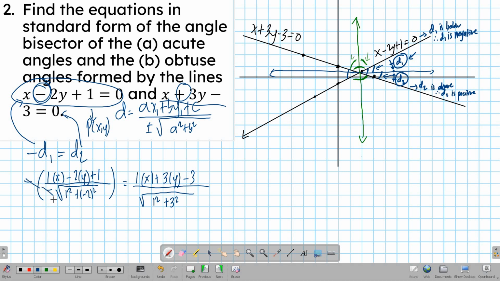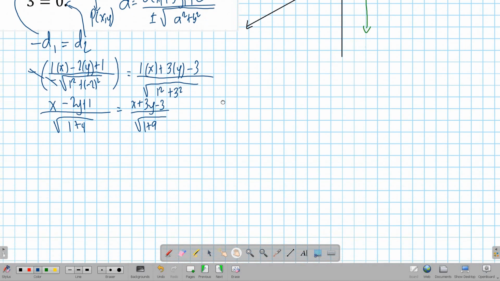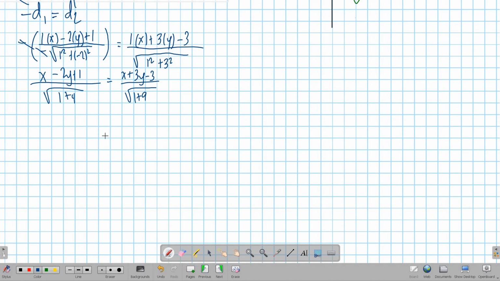This gets cancelled, so we're going to have 1 times x, that's x, minus 2y plus 1 all over the square root of 1 plus 4. That's negative 2 squared, is equal to x plus 3y minus 3 all over the square root of, that's 1 plus 9. Ibaba natin. Therefore, we're going to have x minus 2y plus 1 over the square root of 5 is equal to x plus 3y minus 3 all over the square root of 10.